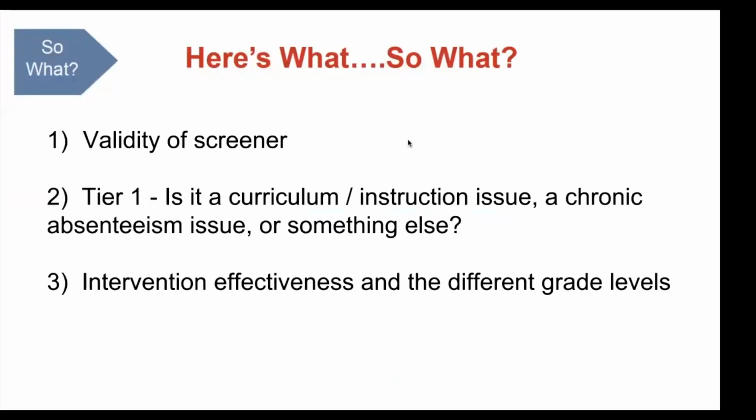So I want to move forward. We're moving to the "here's what" portion of this, and "so what." So what are we going to do about this? How can we use this information? We can use it to check the validity of our screener, to see if our tier 1 curriculum is an issue. We can maybe try and compare it to our chronic absentee numbers and see if that might be something. And we can also look and see if our interventions are effective at the different grade levels.